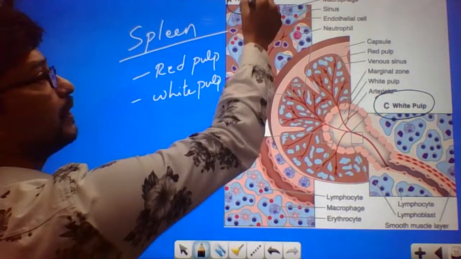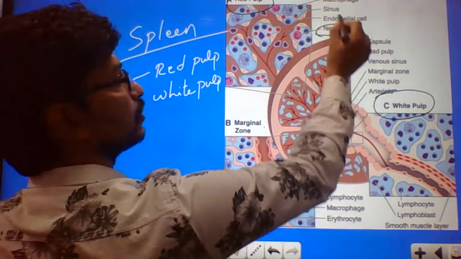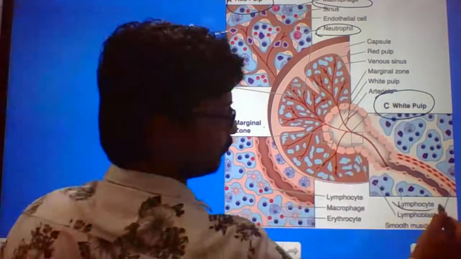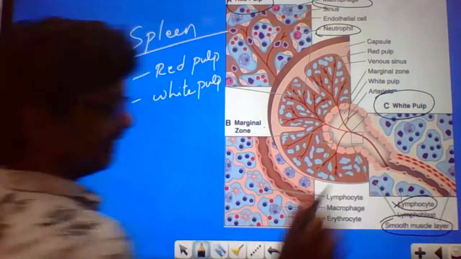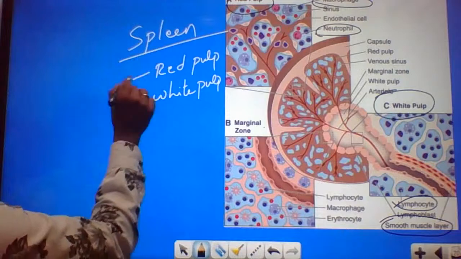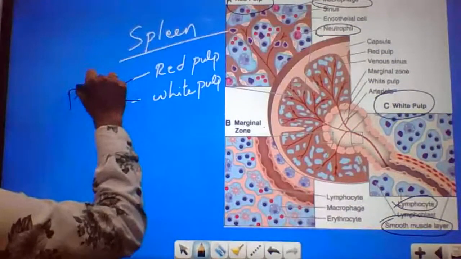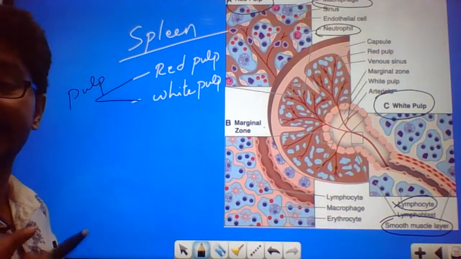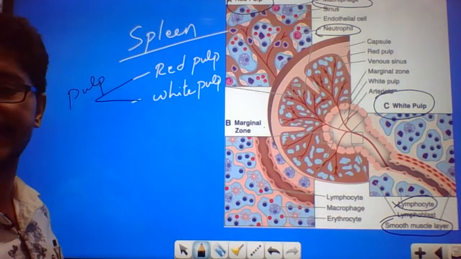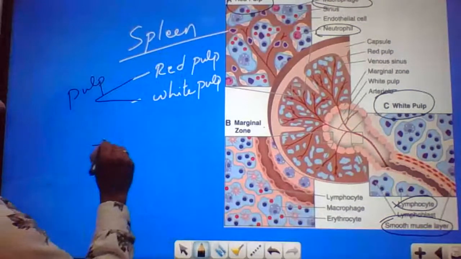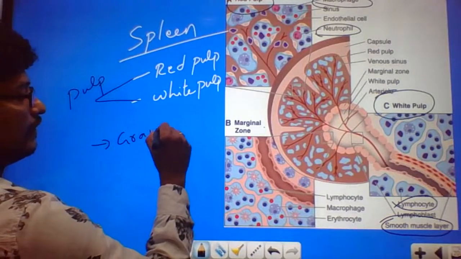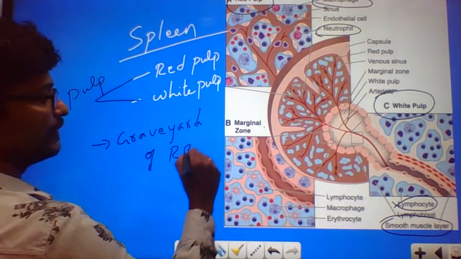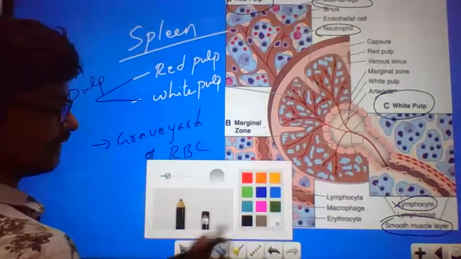In the red pulp you can see mostly neutrophils and macrophages. In the white pulp you can see the lymphocytes and the smooth muscle layer. So it consists of two pulps, the red pulp and the white pulp, and its main function involves T cells and B cells. The spleen also acts like a graveyard of RBC. Sometimes the question comes: which is the graveyard of RBC? It is the spleen.